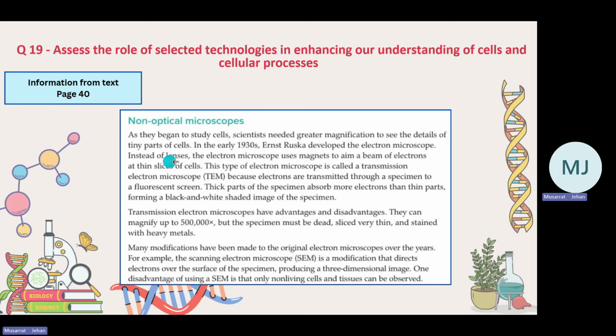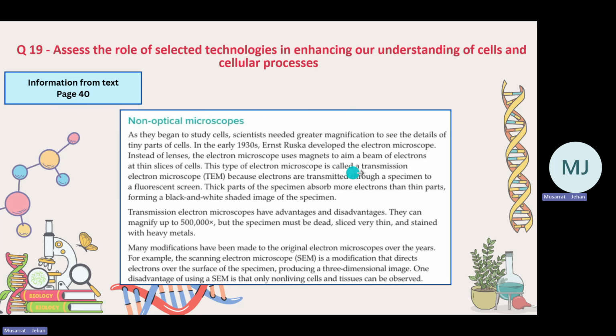Instead of lenses, the electron microscope used magnets. So the main difference: the light microscope has lenses, the electron microscope has magnets. The light microscope uses light, the electron microscope uses a beam of electrons. These magnets aim the beam of electrons on thin slices of cells. We have to make thin slices of cells.